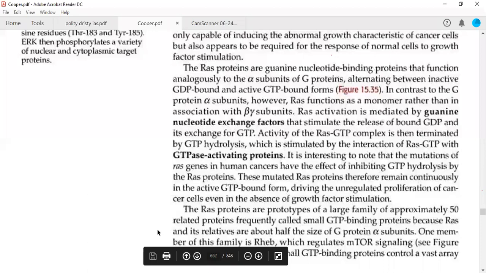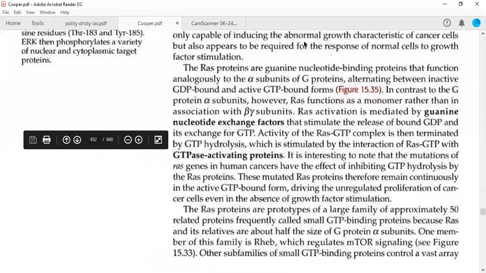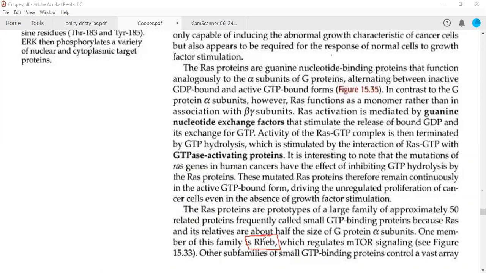Okay, so these approximately 50 related proteins are frequently called small GTP binding proteins, because RAS and its relatives are about half the size of the G protein alpha subunit. They are analogous to the alpha subunit, but their sizes are small. And it is also important to underline that this RAB, which we have already studied in our mTOR pathway, is also a member of this particular family. One member of this family is called RAB, which regulates the mTOR signaling that we have studied in our discussion.